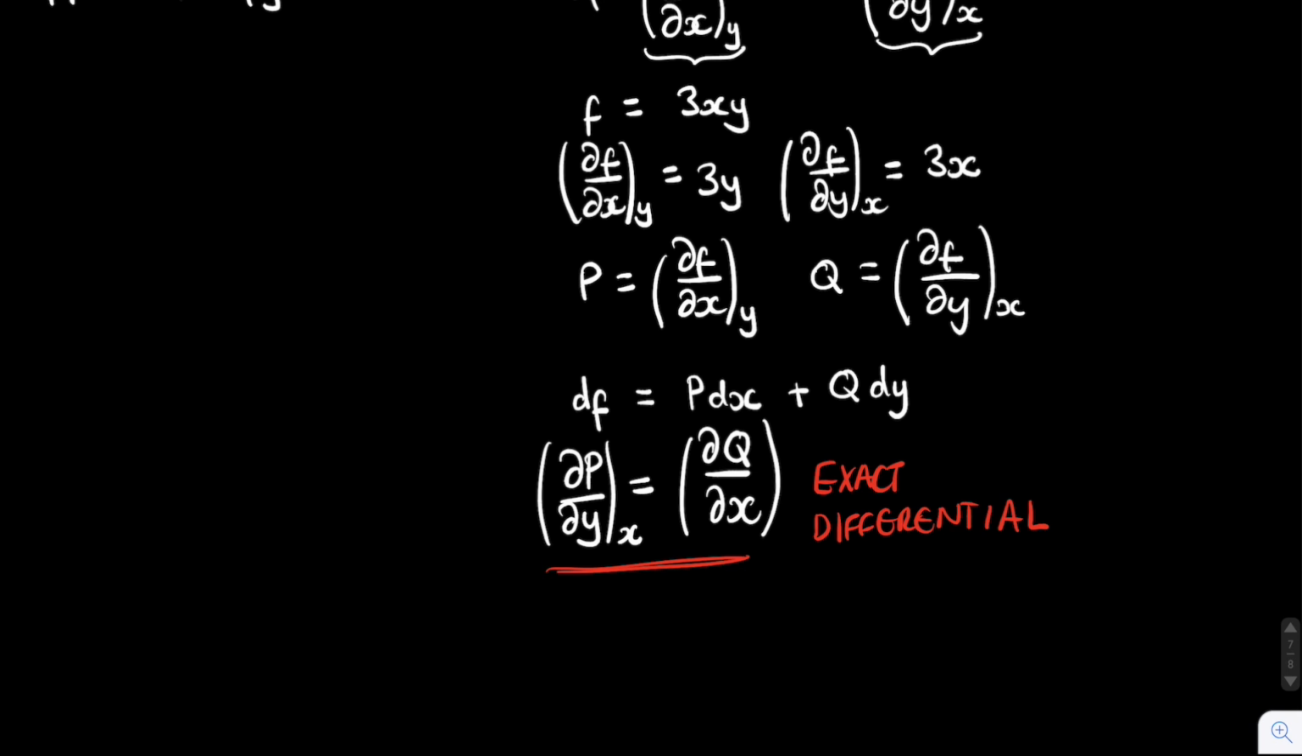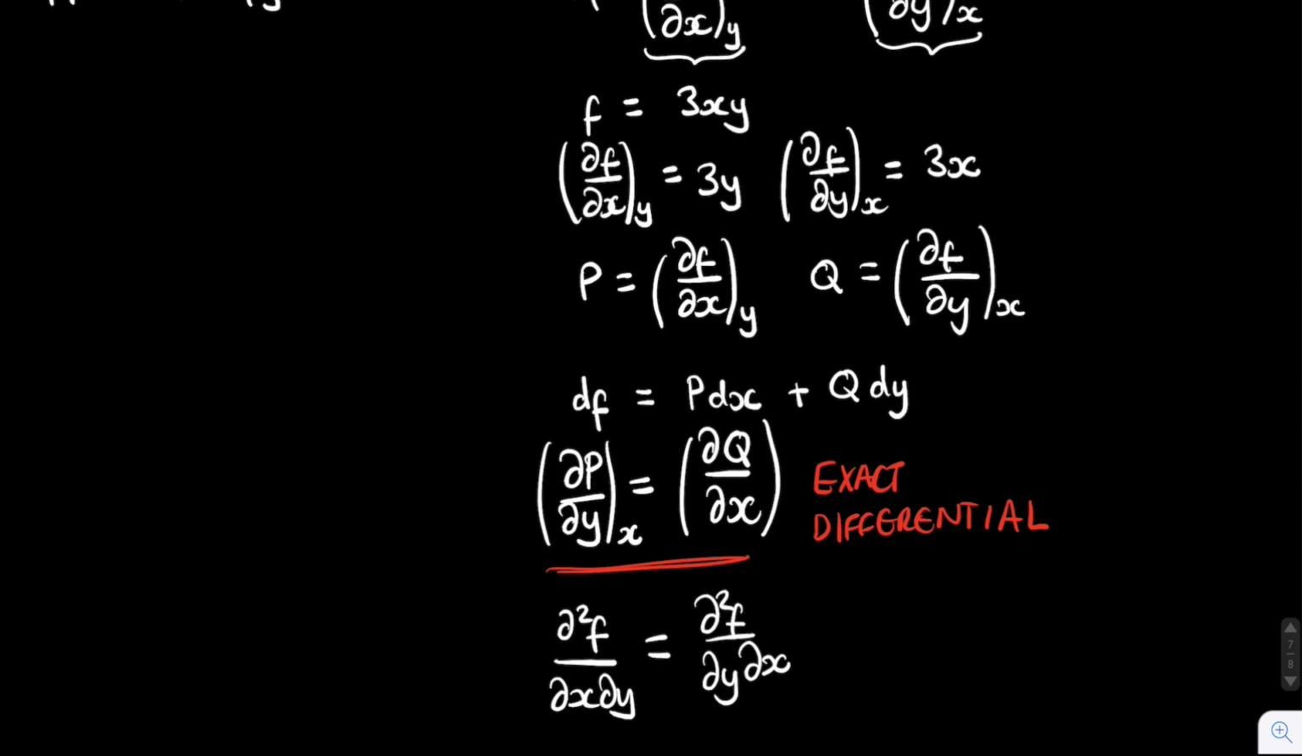If I was to write it in terms of f, I would write it as d2f by dx dy is equal to d2f dy dx. So basically it's saying that if the differential is exact, it doesn't matter which way around you differentiate it. You could either differentiate f with respect to x first and then y, or with respect to y first, then x, and either way you get exactly the same result.